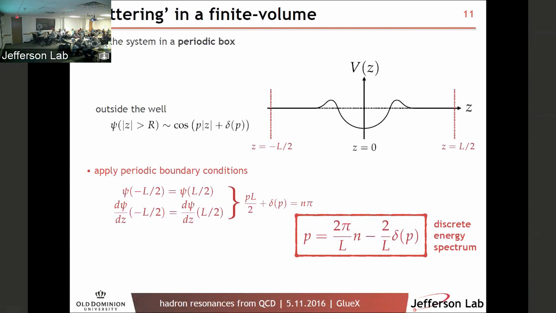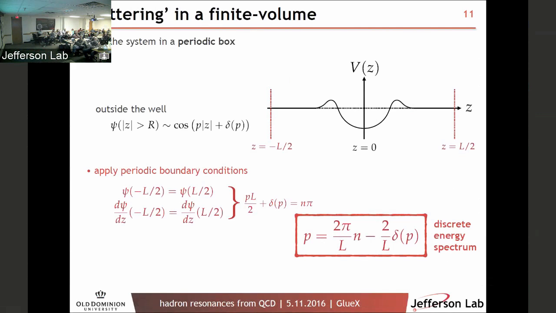And if this is unfamiliar to you, just think about the case where there's no potential at all, then you know you've got to fit complete numbers of half wavelengths inside this box in order that it make sense periodically. And that's what this is. But you see that when there is an interaction, when there is a potential, the spectrum of allowed momentum eigenstates that you can have depends upon the scattering as a function of momentum. So it depends upon the scattering phase shift. And it's this mapping that's useful.